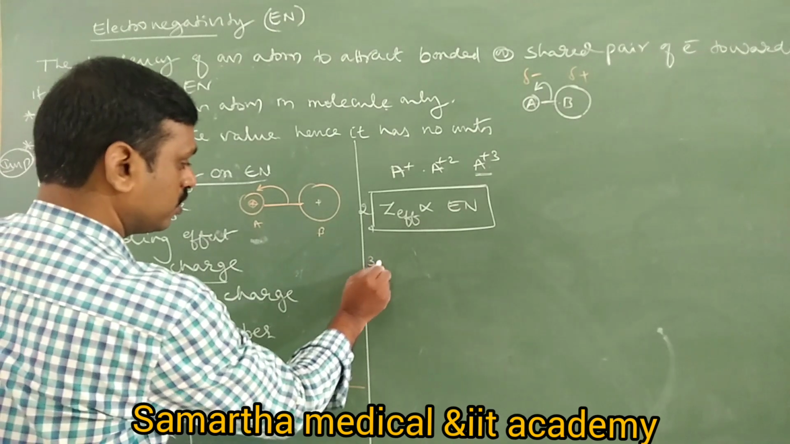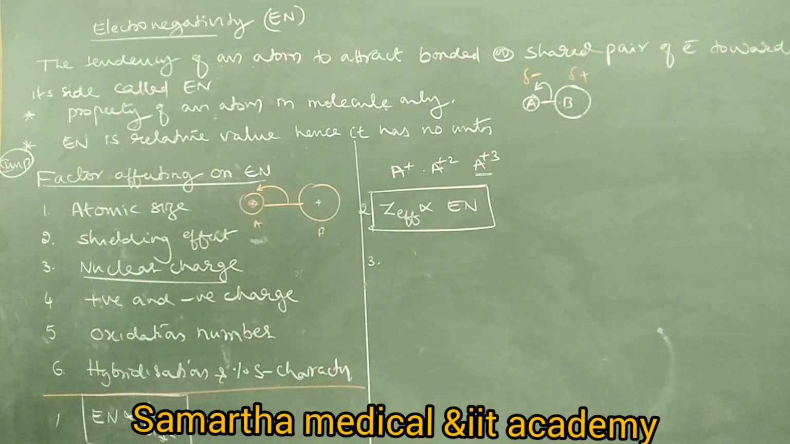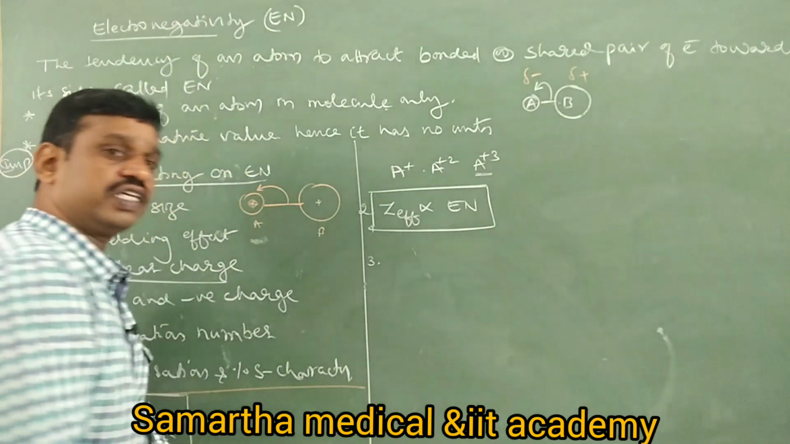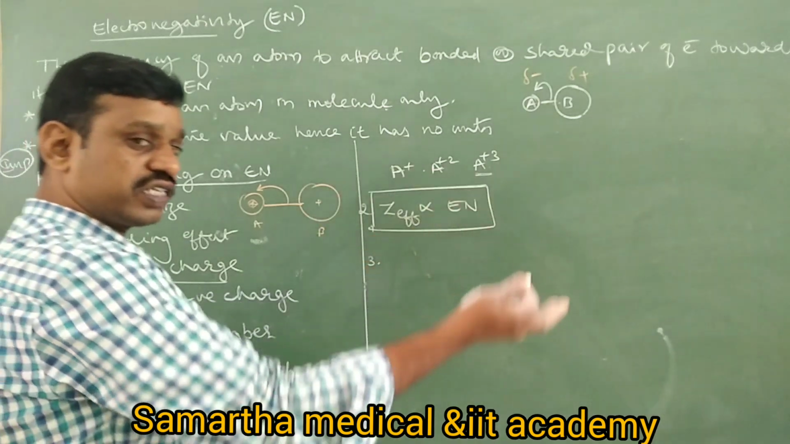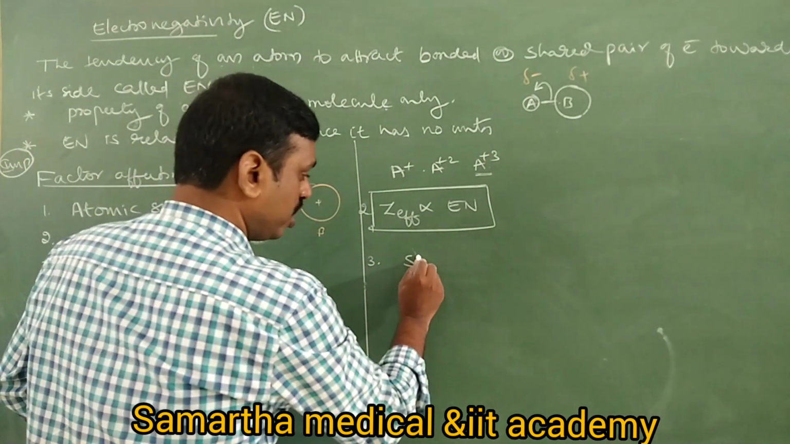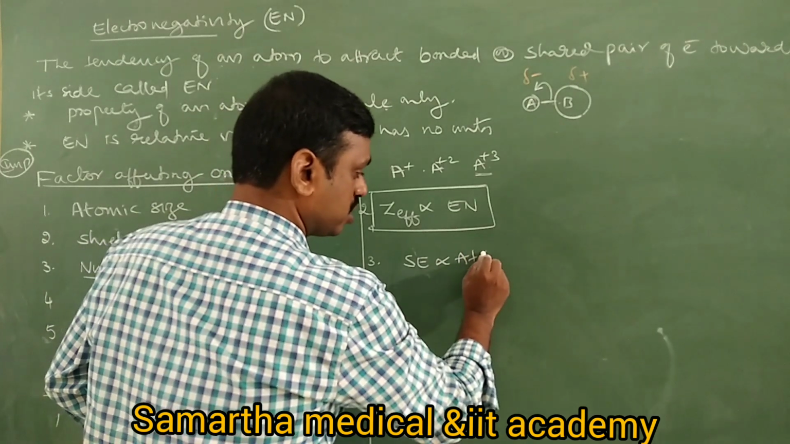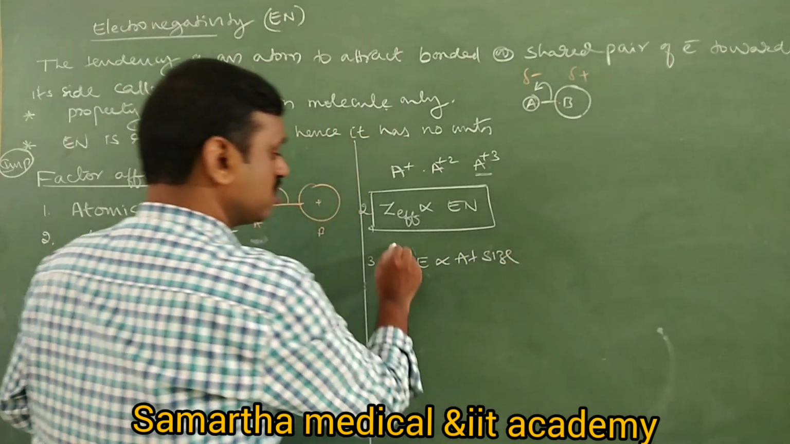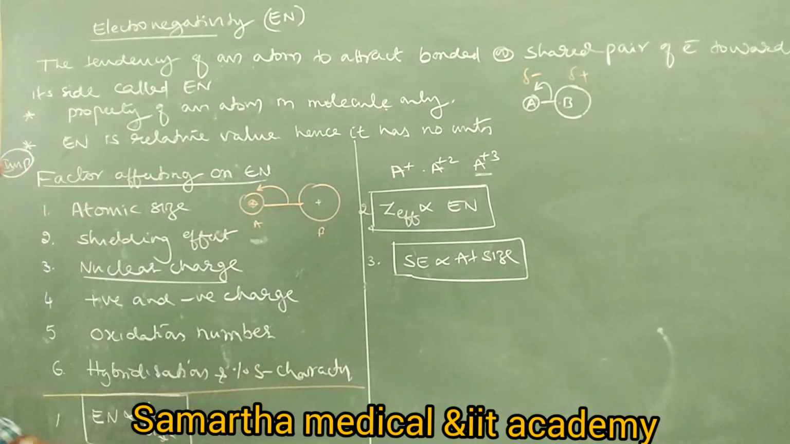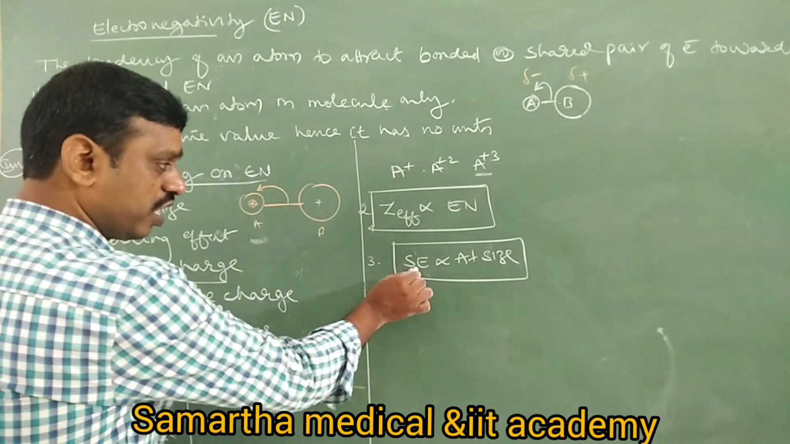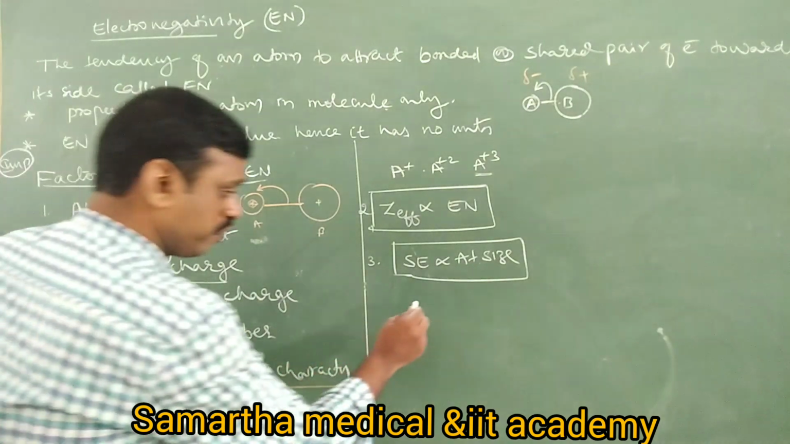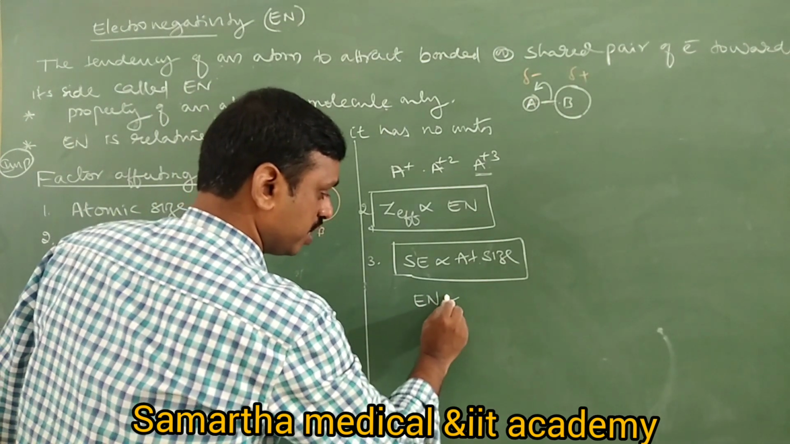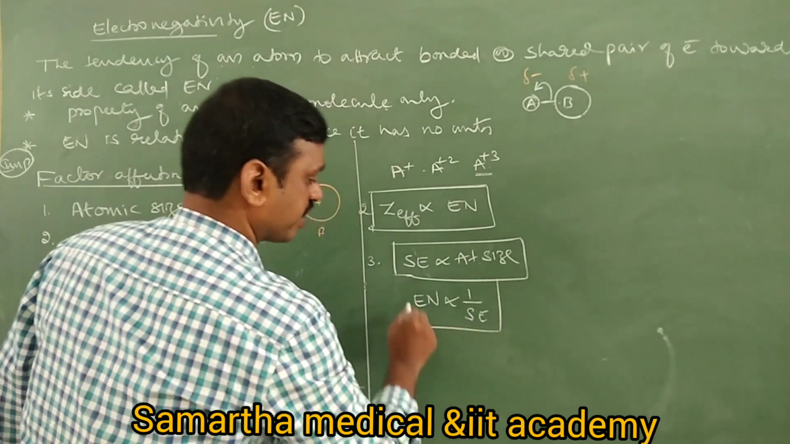Next, the third one, shielding effect. We have studied that shielding effect is directly proportional to atomic size. When the shielding effect increases, atomic size increases. But we know that atomic size is inversely proportional to electronegativity. You understand? Therefore electronegativity is inversely proportional to shielding effect.